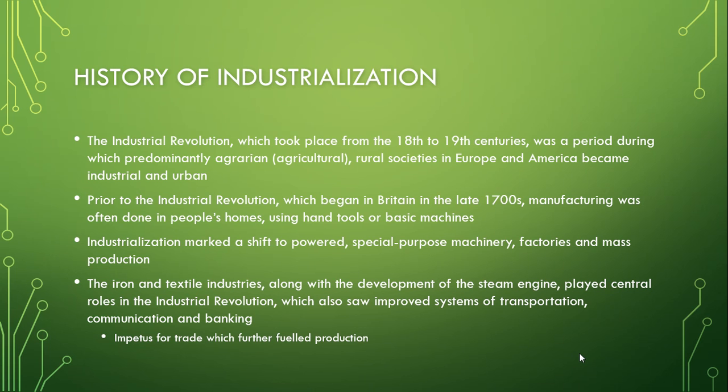Communication and banking also improved. Now all of these facilitated the development of trade. So now that you can travel further distances, you can communicate with people in other countries. You have now grown your market, and as a result, it fueled the opportunity for mass producing goods. And as a result, you have this vicious cycle that's taking place as well.